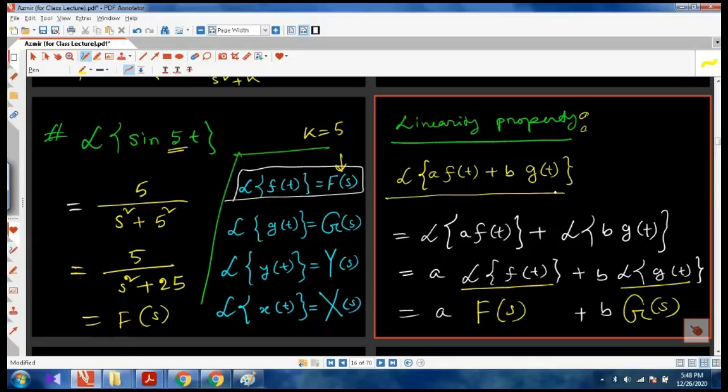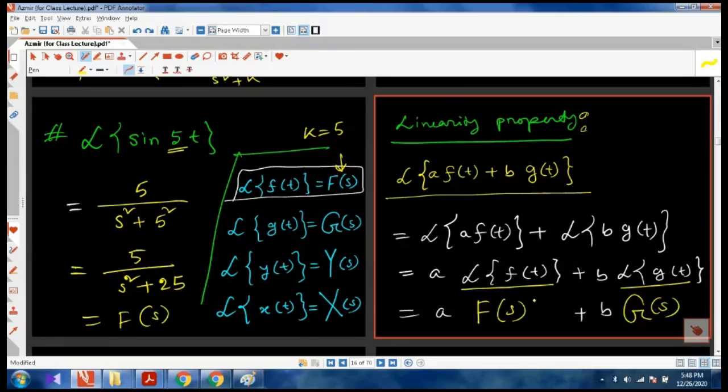So the Laplace transformation of this big function, inside the curly bracket we have a f of t plus b g of t. That means we have a combination of functions, but the result can be easily found in this way. And finally we have arrived at the result.